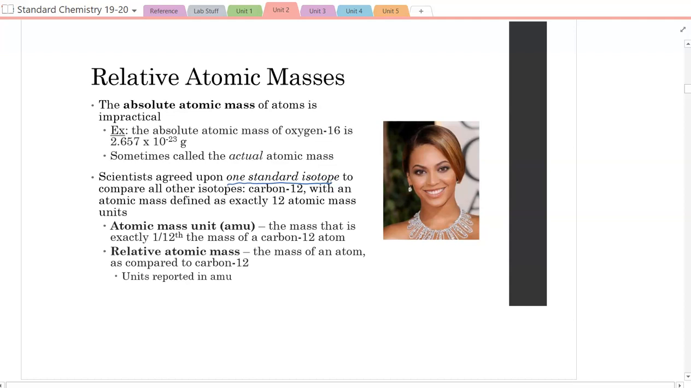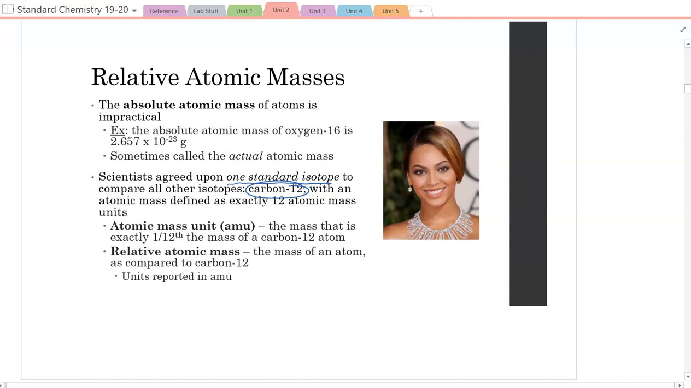Carbon-12. Now this picture of Beyonce here, of course, why is that there? Well, she's kind of like the standard for a lot of people of what a most wonderful artist and celebrity is, somebody who is being compared to. Everyone compares themselves to Beyonce to a certain degree. So in this case, carbon-12 is our Beyonce. Carbon-12, specifically this isotope.